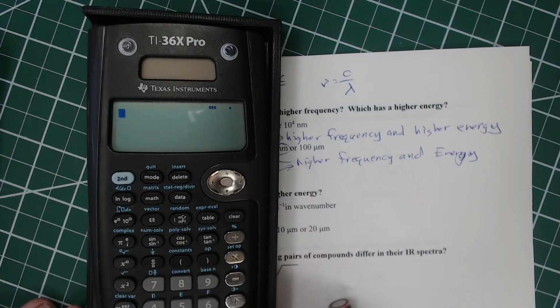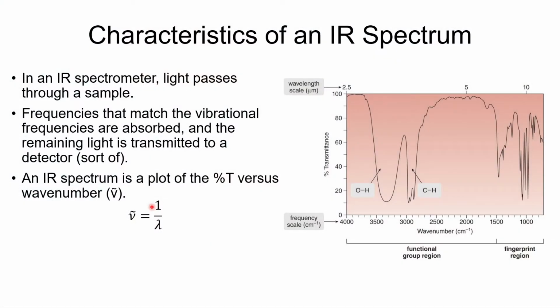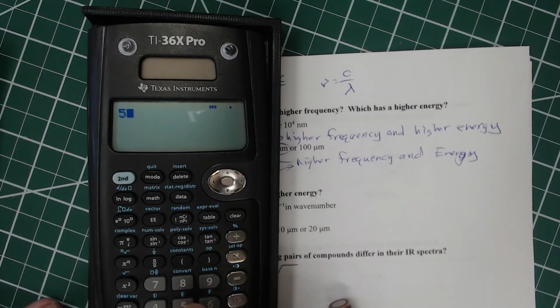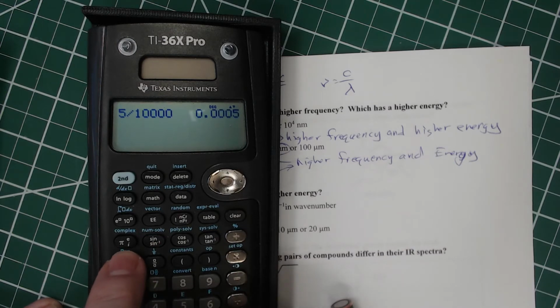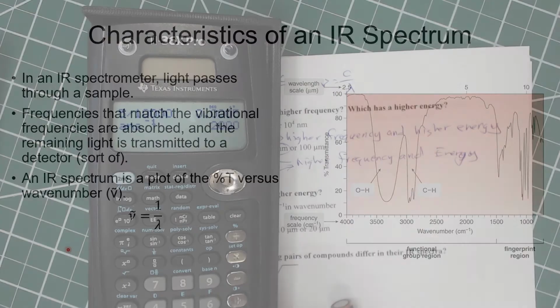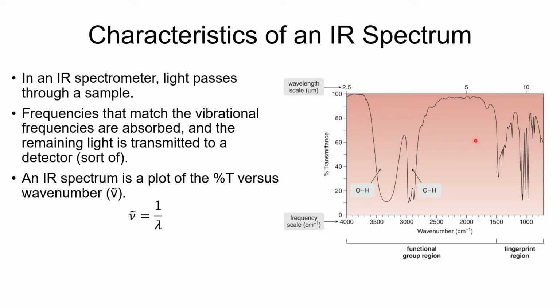I'm going to very briefly go back over here. Let's take that where it says 5 up here. That's 5 micrometers. So we'll take 5 and divide that by 10,000. Then we raise that value to the -1, and we get 2,000. If we go back over here, you'll see that 5 lines up with 2,000. So that's how those are related, in case you're curious.